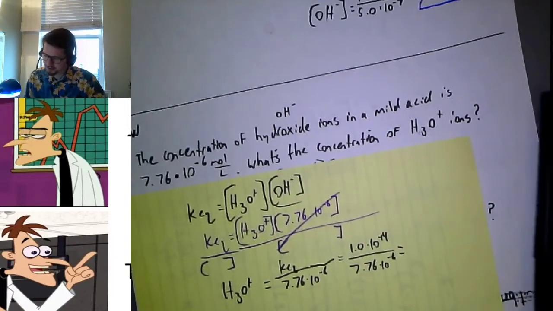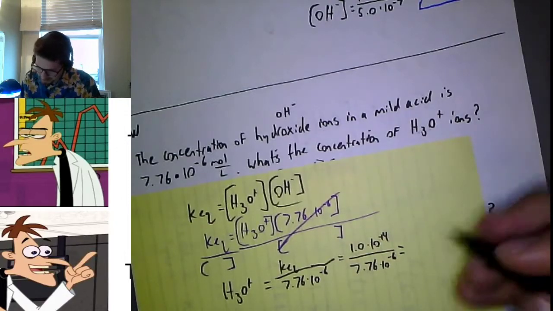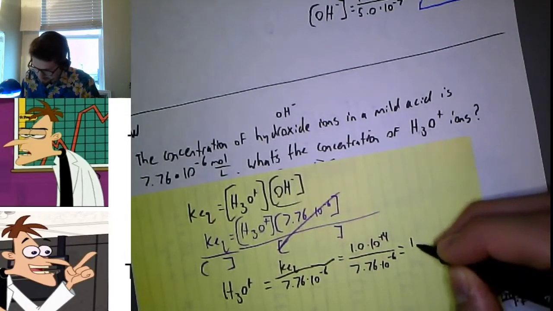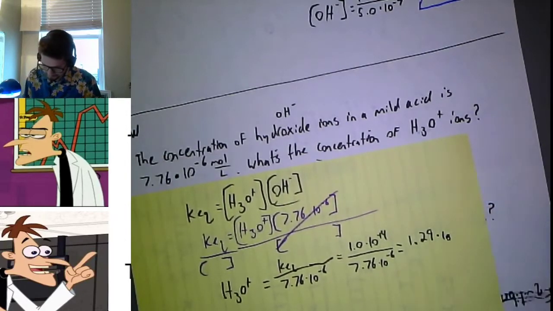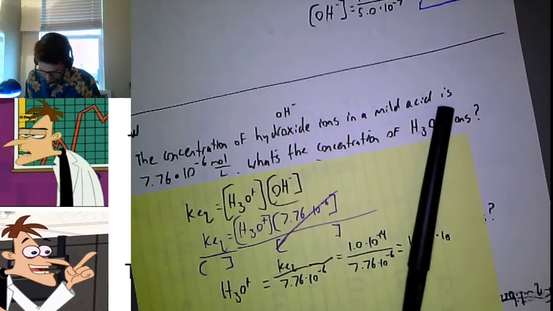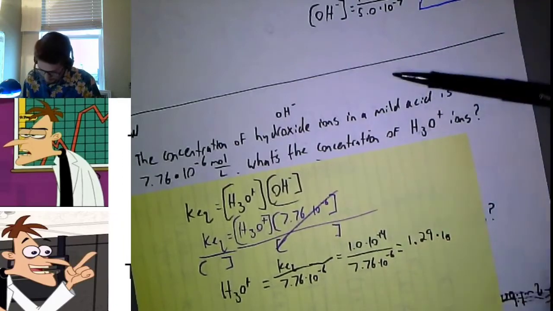So what happens when I plug these numbers into the calculator? I don't know. It's a mystery to me too. So, that should give you 1.29 times 10 to the, hang on.